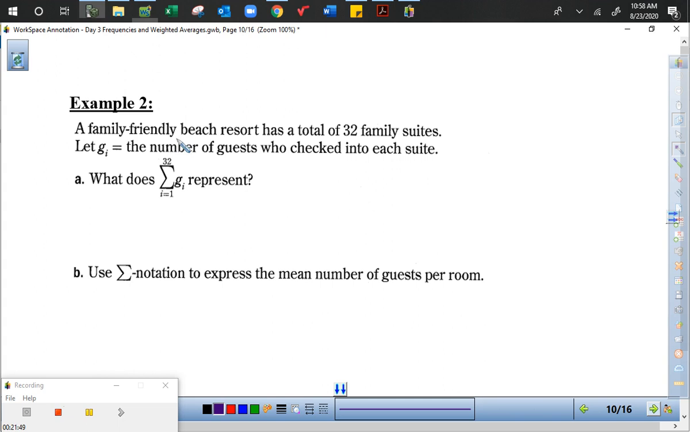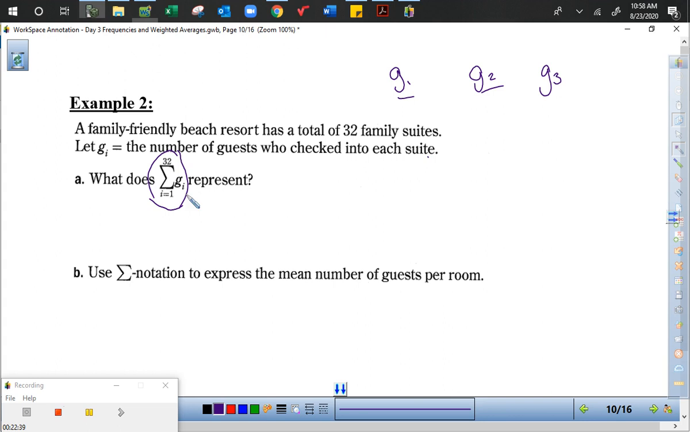Okay, so before we put this together, I want to think about this. G1, G2, G3, because remember this I is just a placeholder for some number that you're going to plug in. Okay, so if this is going to be the number of guests who checked into each suite, this would be the number who checked into the first suite, this would be the number who checked into the second suite, and so on. So then, what would this mean?